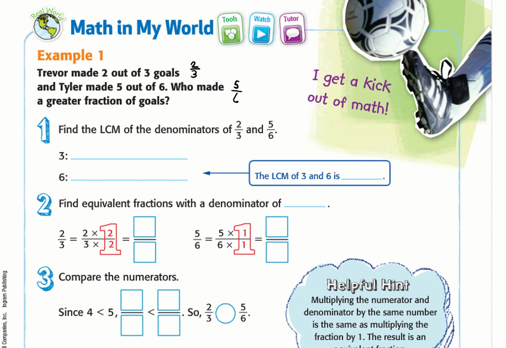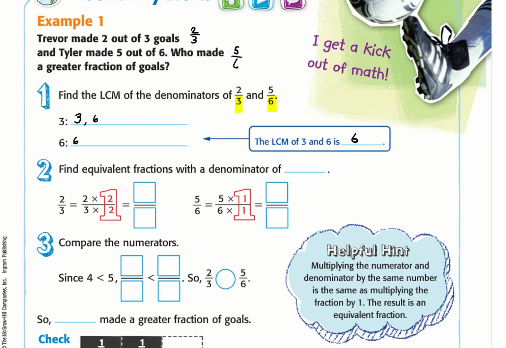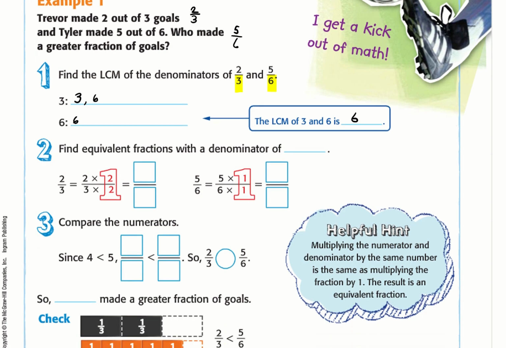So find the LCM of the denominators. My denominators are the numbers on the bottom, so 3 and 6. So I'm going to find my least common multiple between 3 and 6. So I have 3, 6, and then there I have 6. So the least common multiple of 3 and 6 is 6. Now I have to find the equivalent fractions with the denominator of 6. So my goal is I need to change my denominator of both fractions to 6.